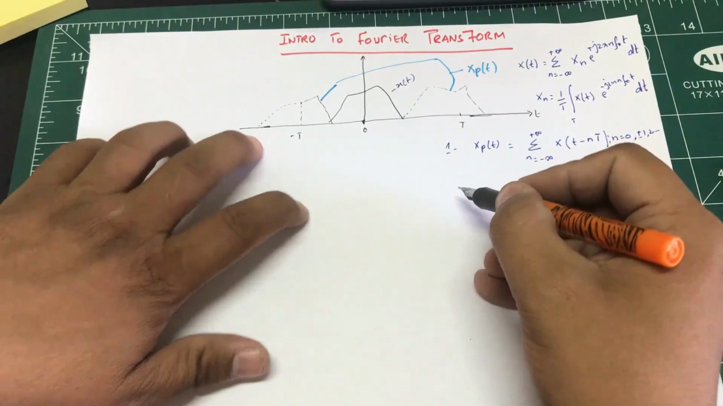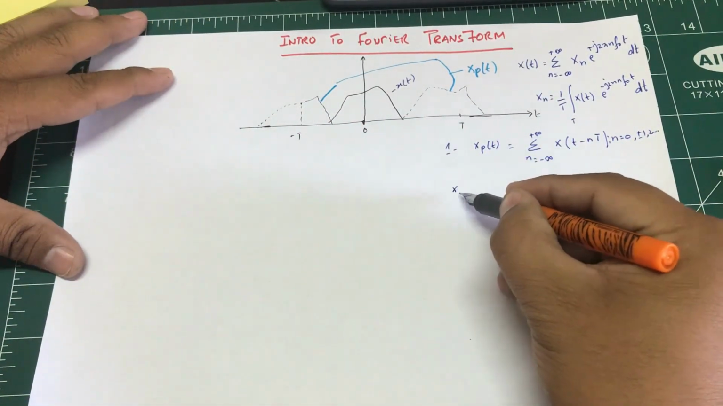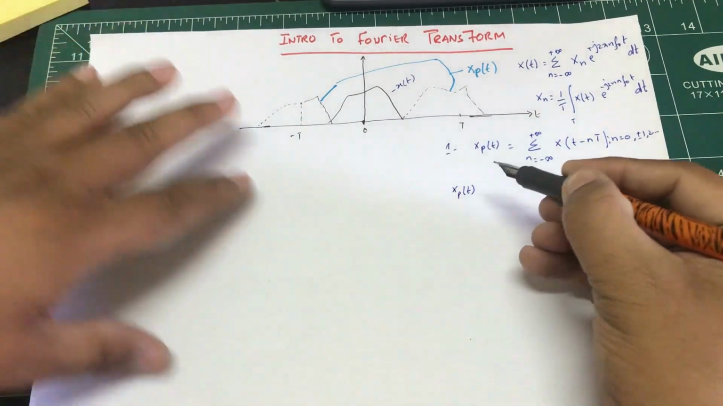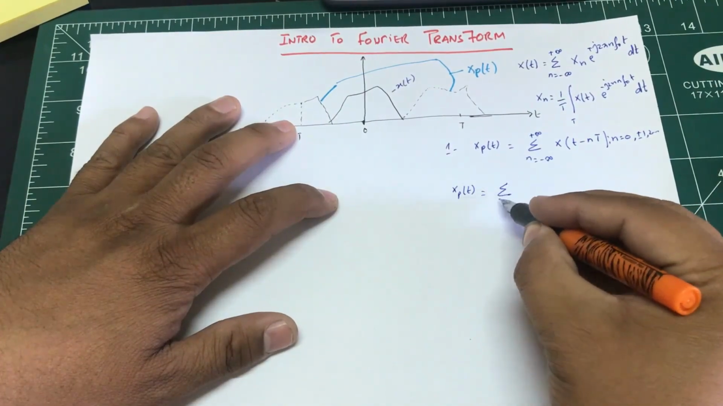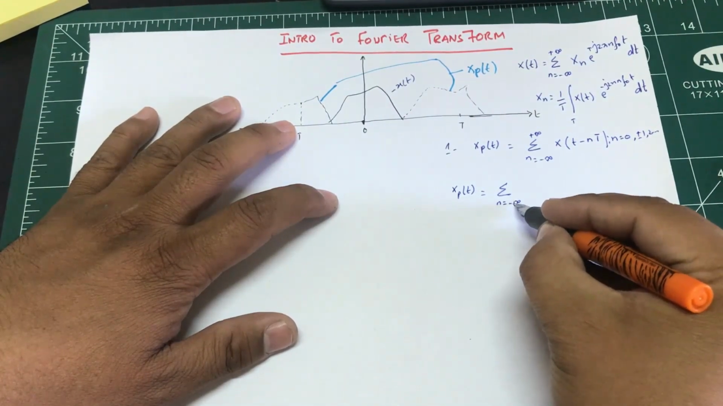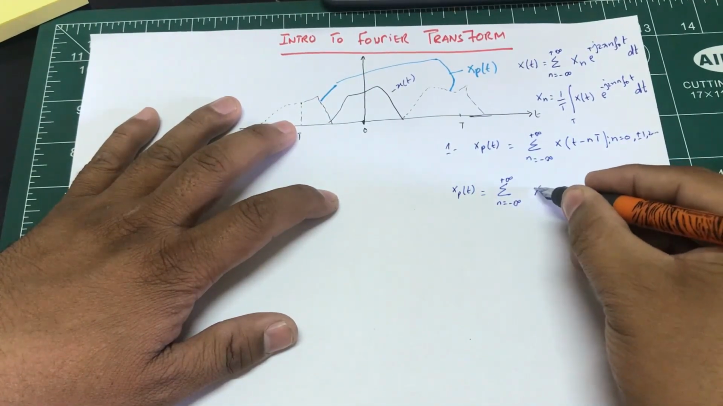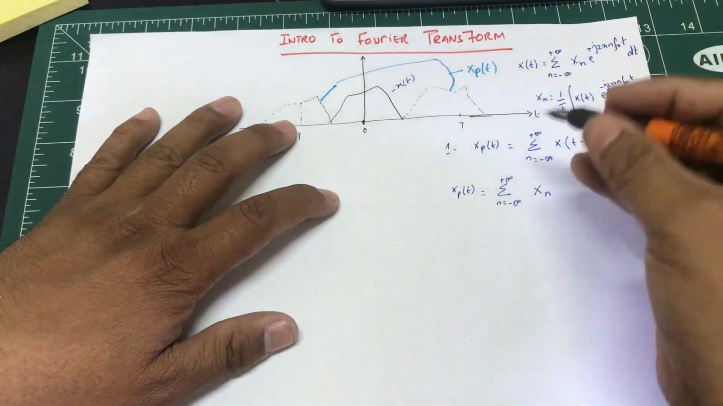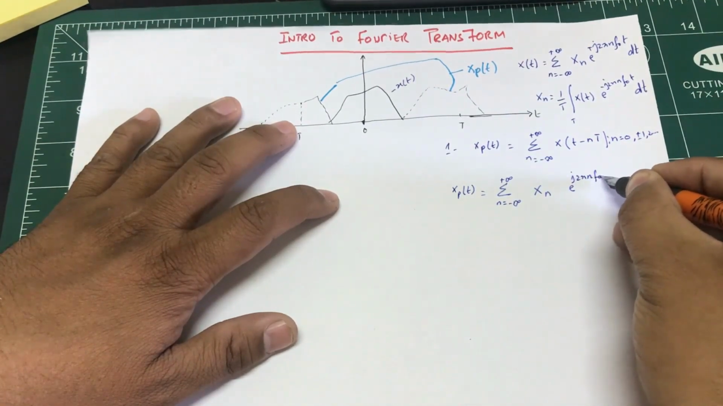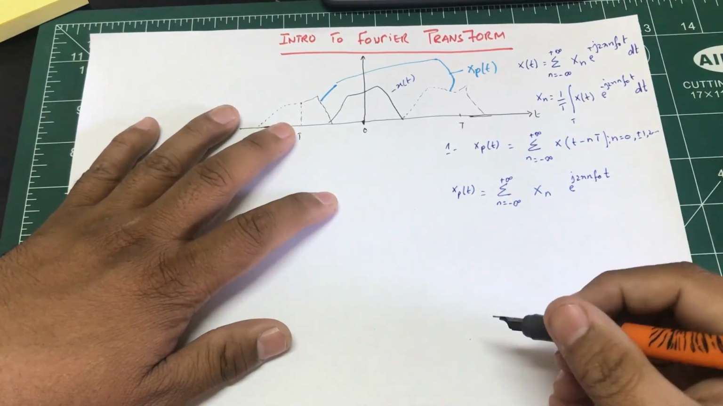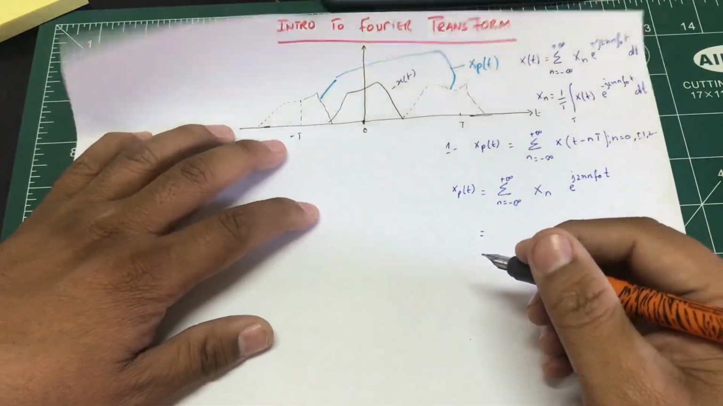So here's what we're going to do. We're going to take our xp of t and write the definition. This is going to be the sum as n goes from negative infinity to positive infinity of x of n, which is just this definition, times e to the j 2 pi n f0 t. So far so good. That's what we're going to do.